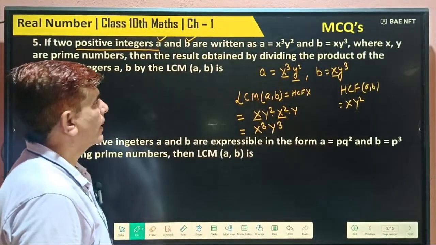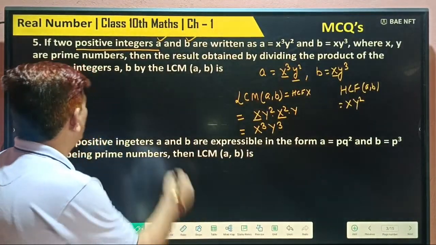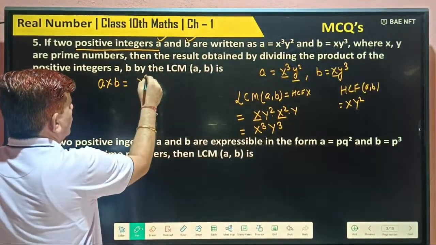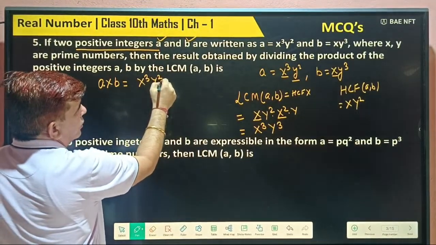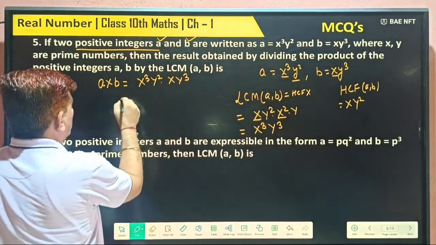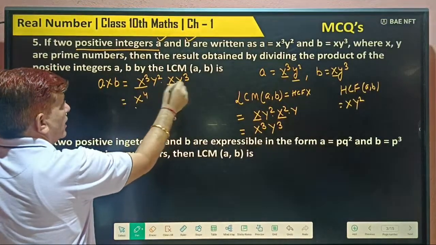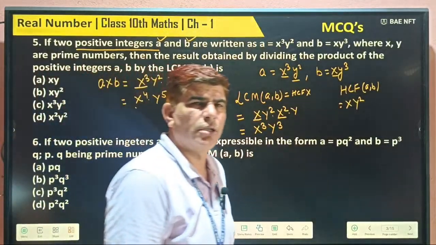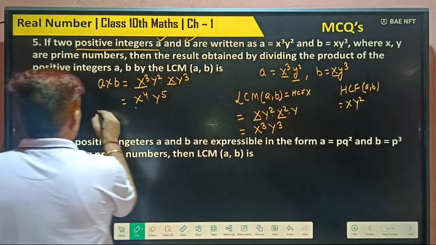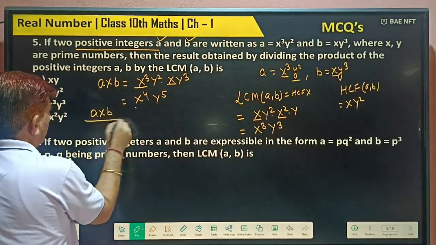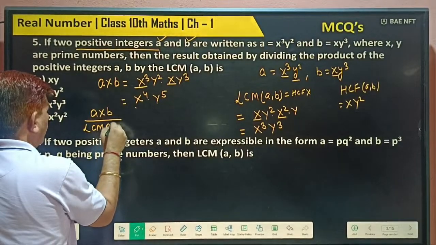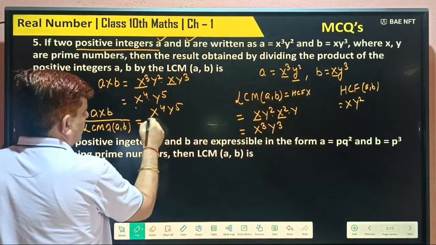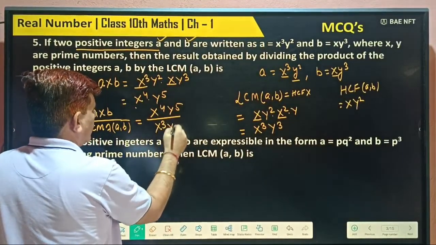Now what's the product of these two? A into B equals x cube y square into x y cube. So it becomes x power 4, since 3 is here and 1 is here, and y power 5. Understood? And this divided by this: A into B divided by their LCM. So x power 4 y power 5 divided by x cube y cube.